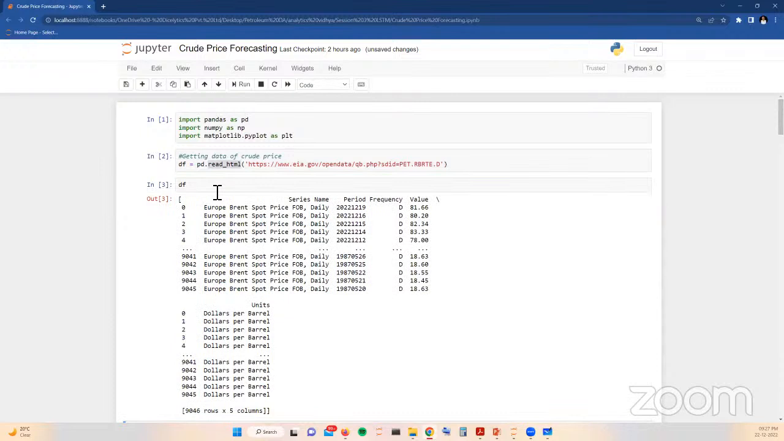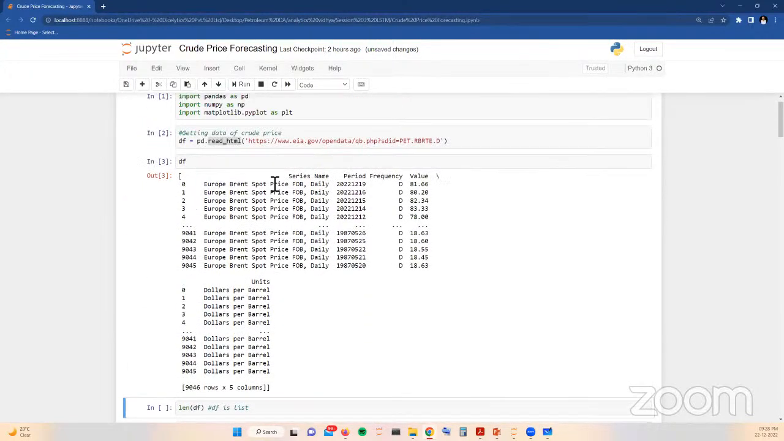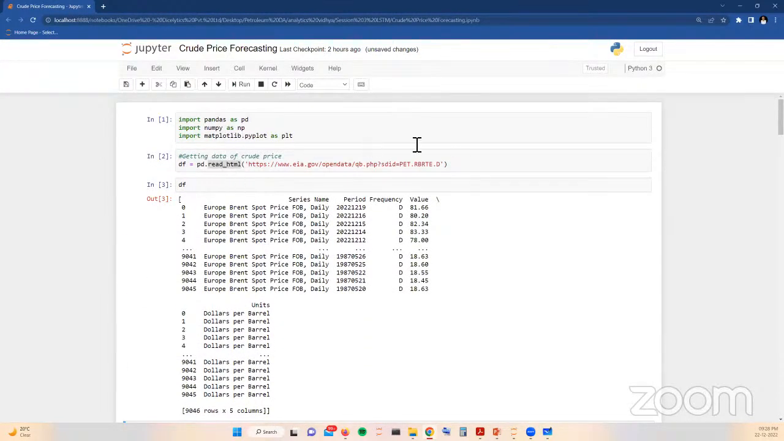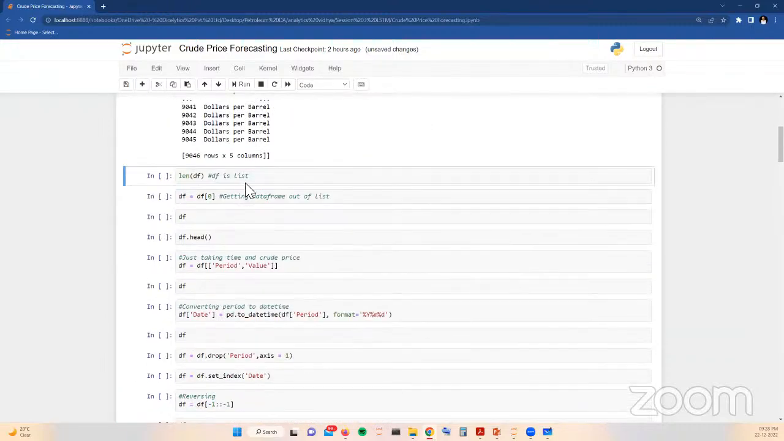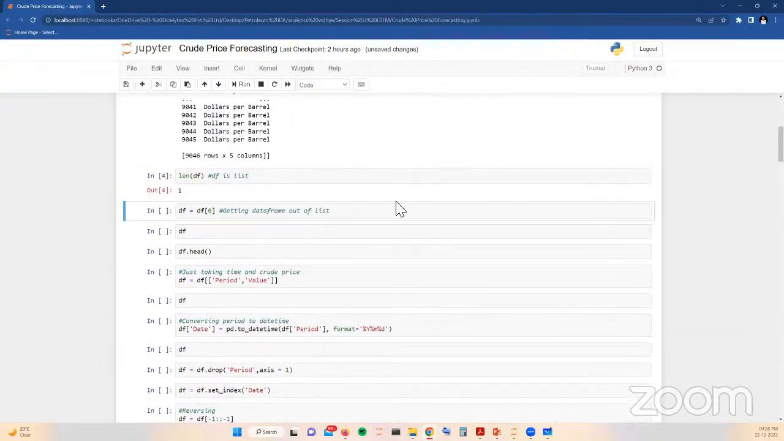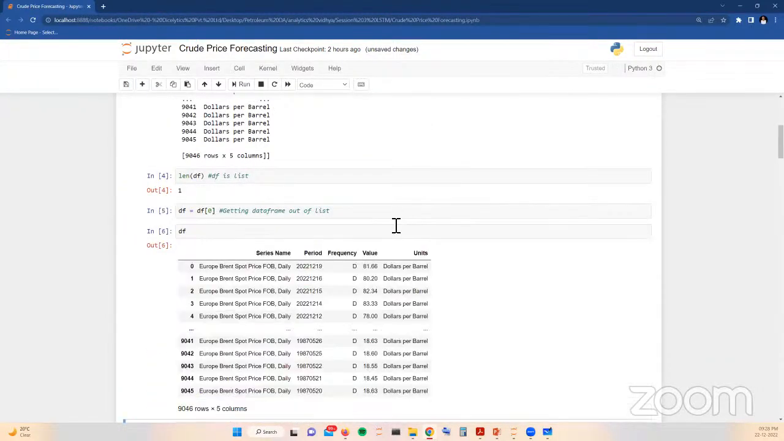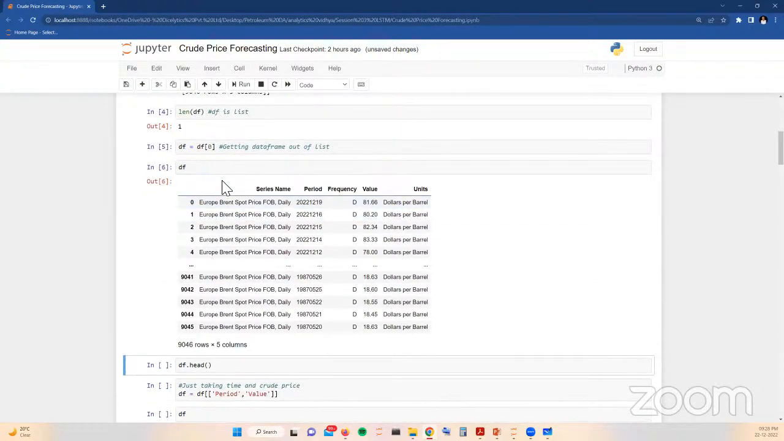So this is my data frame. As I have used read_html, my complete data will be stored inside a list. So first of all, let's get this in a data frame itself. By indexing the first element, I got my data frame. Here you can see this is my Europe Brent crude. Basically, there are different types of crude. Again, we will not go in deep, but this is the data for my Brent crude.